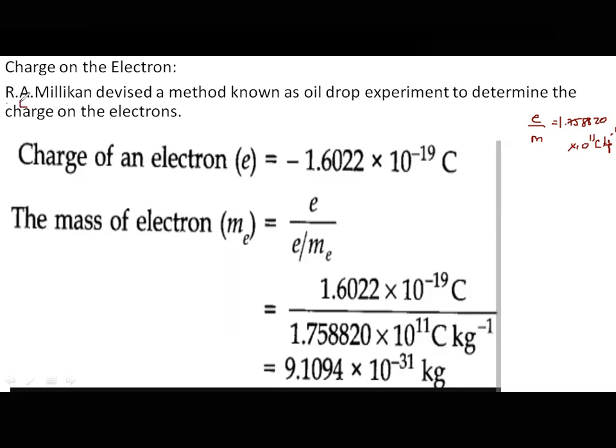Millikan. It was being done by R.A. Millikan. Yes, that experiment is known as the oil drop experiment. What it was, I'll just give a brief explanation.